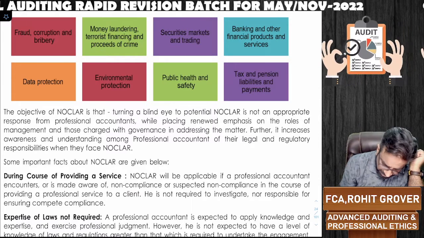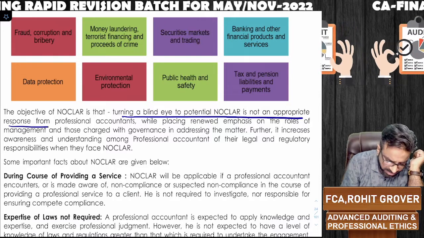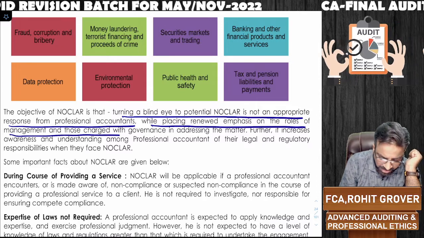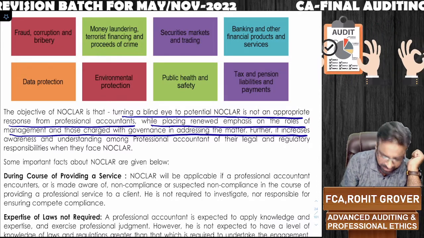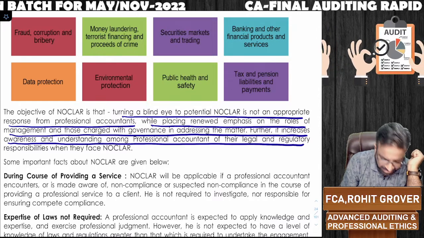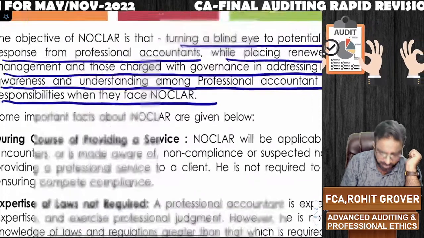The objective of NOCLAR is that turning a blind eye to the potential NOCLAR is not an appropriate response from the professional accountants, while placing renewed emphasis on the roles of management and TCWG in addressing the matter. Further, it increases the awareness and understanding among professional accountants of their legal and regulatory responsibilities when they face NOCLAR. Some important points about NOCLAR.